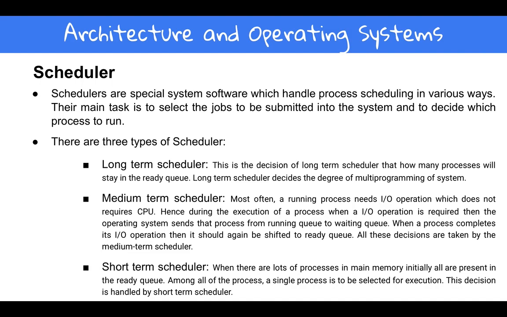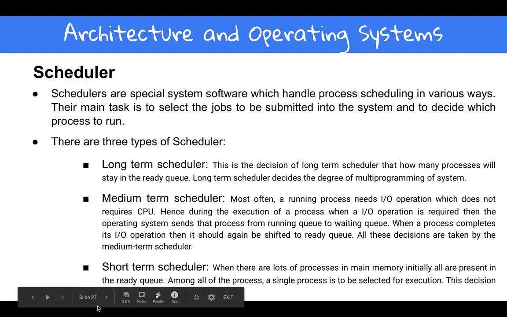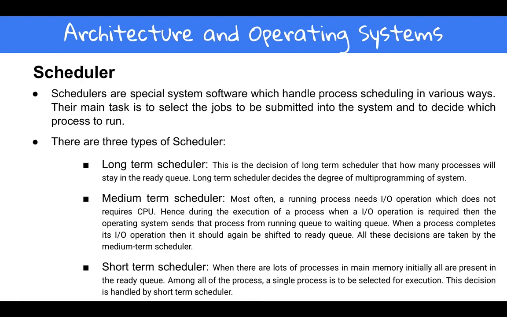So from the waiting queue, a process goes to the running queue because again we are a bit far from the CPU to be executed. To execute that process, we use the mid-term scheduler. The most important one, our main focus, is the short-term scheduler. When there are lots of processes in the main memory, initially all are present in the ready queue. We are talking about the now. Which process should go to the CPU now? So we need to choose from those.